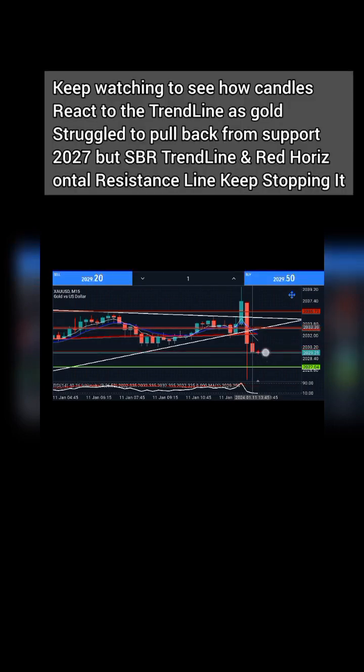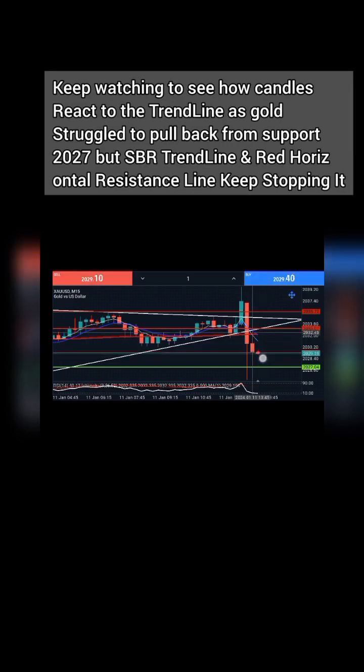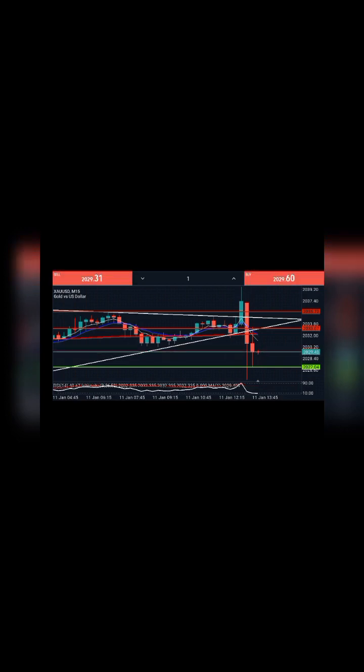And also you see this red horizontal line is also a resistance. So this gold closed below this red horizontal resistance, and also closed below this white trend line, indicating that there is a sell in the market. There's going to be a sell. Gold is going to sell more. But I'm not going to enter this sell yet because of this condition. I have to still rely on my strategy before I execute any sell on gold.